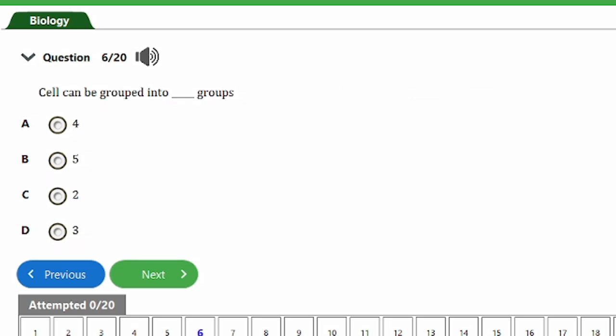Question number 6. It says cell can be grouped into dash groups: A 4, B 5, C 2, and D 3. So guys, the correct answer to this question is option C, and that's 2. The cells can be grouped into 2 groups. We have the prokaryotic cells, and then you have the eukaryotic cells. The prokaryotic cells are those ones which do not have a membrane-bound nucleus, whereas the eukaryotic cells are the ones that have a membrane-bound nucleus.